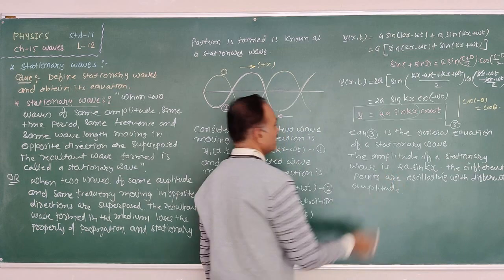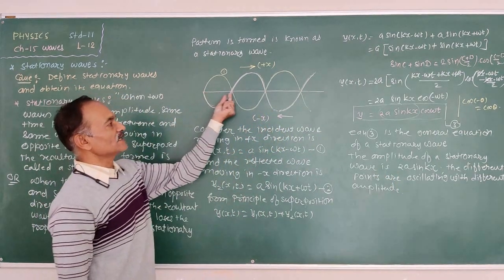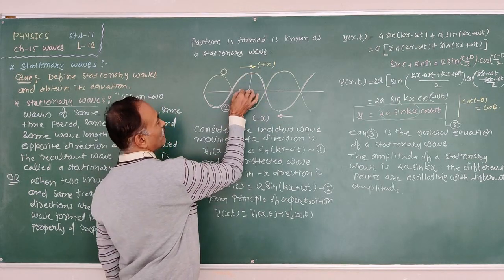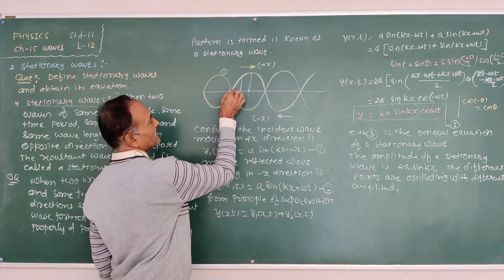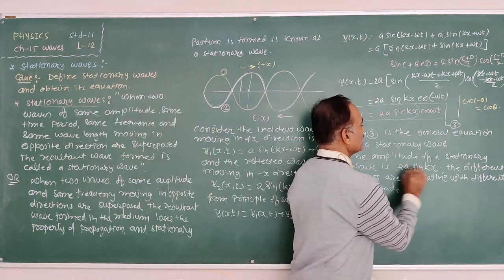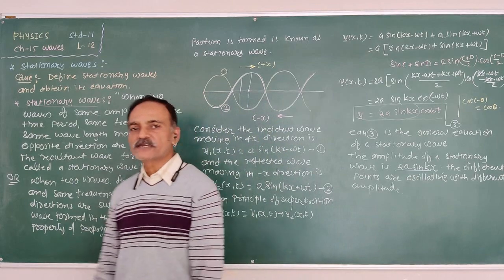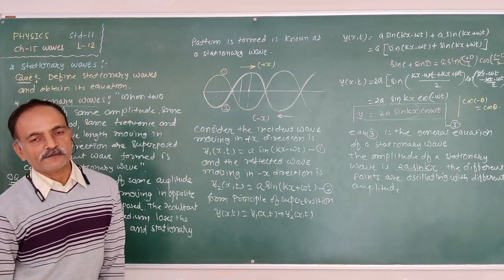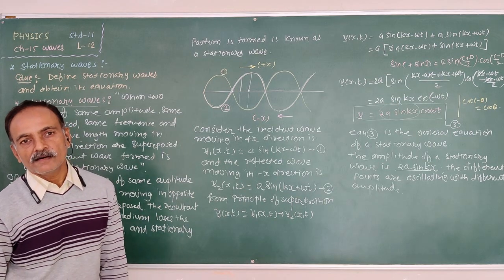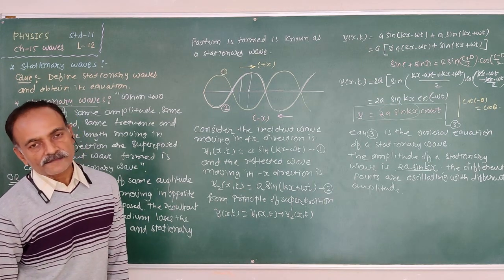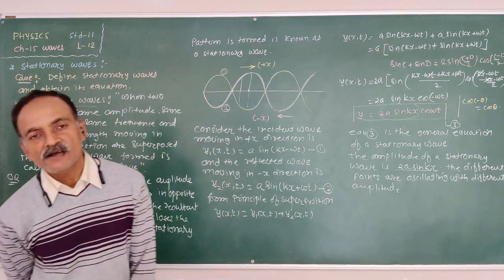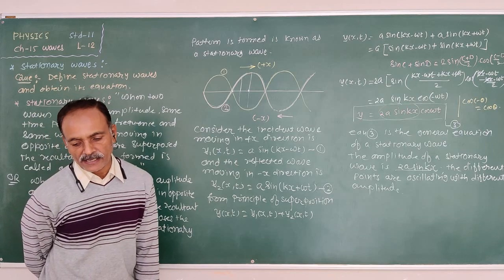Because in the pattern, these are the points of the medium. At this point, the amplitude is maximum. At this point, the amplitude is quite less. Here the amplitude is 0. According to this equation, y is equal to 2a sin kx. We substitute different values of x, and we obtain the amplitude of different particles of the medium, which are under the superposition of the two waves having the same frequency and same amplitude.